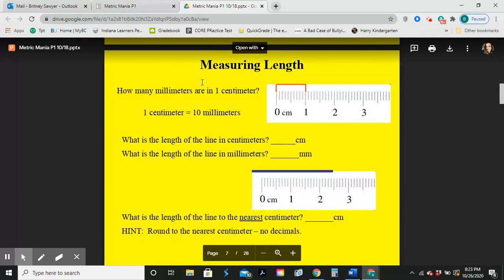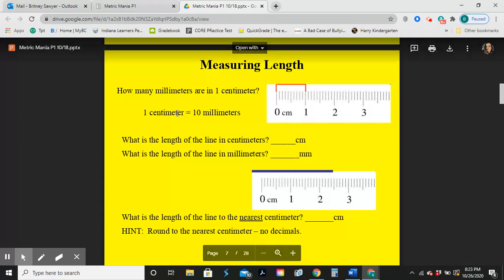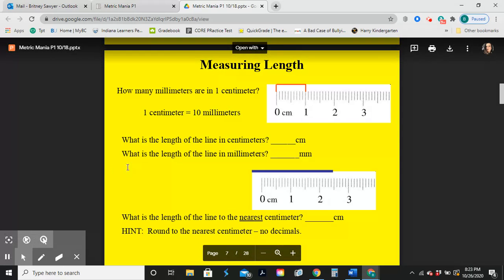How many millimeters are in 1 centimeter? So this is our centimeter representation. Each number, 0 to 1, 1 to 2, 2 to 3 is our centimeters. The dashes in between are our millimeters. Okay, so 1 centimeter equals how many millimeters? 10 millimeters. What is the length of the line in centimeters?